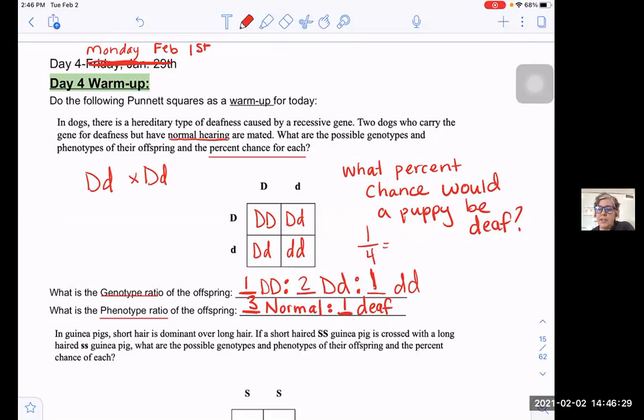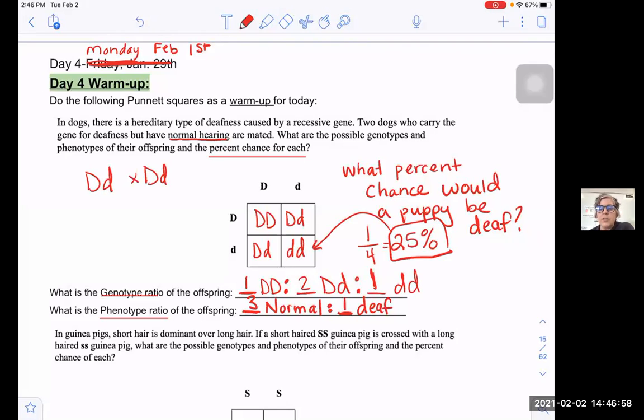Say it with conviction instead of a question mark. What is a quarter? 1/4 is what percent? Yes, 25%. I'm saying it with conviction, this is not a question mark, right? This is 25%. Each square represents 25%.